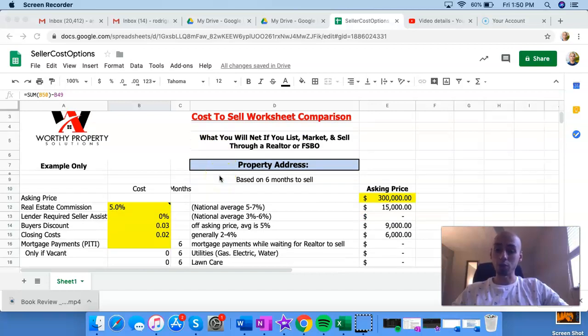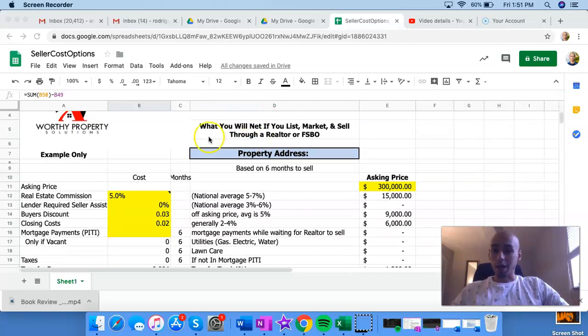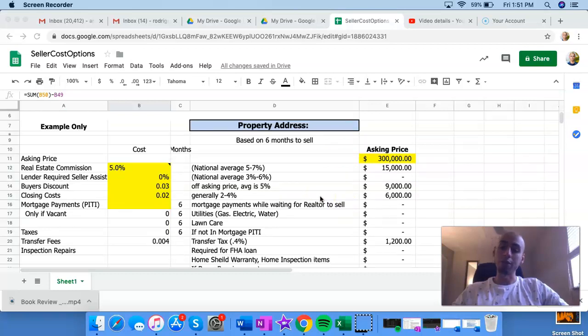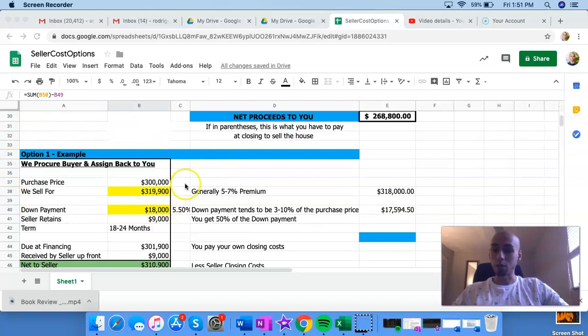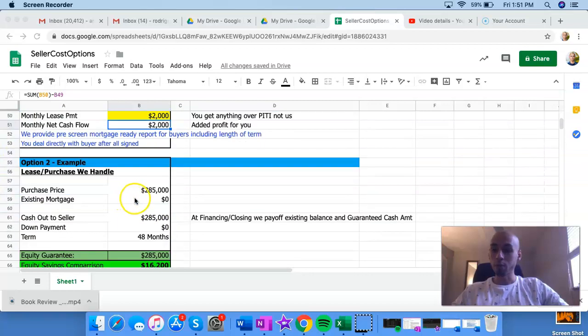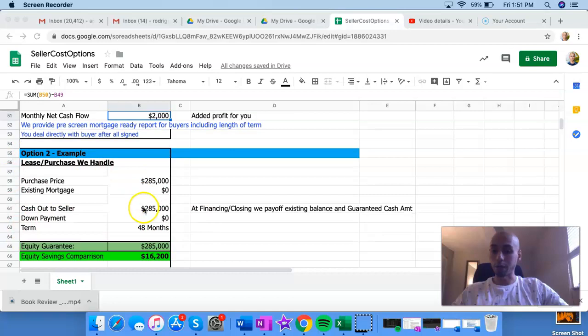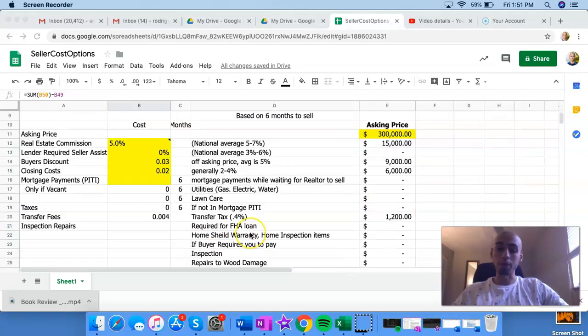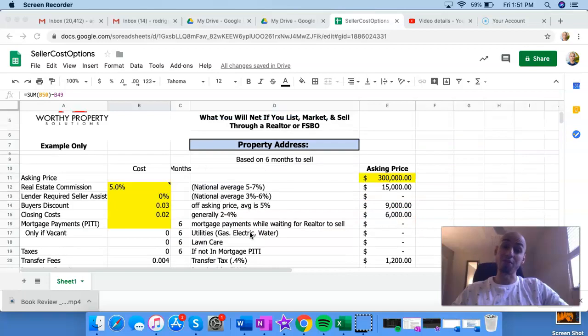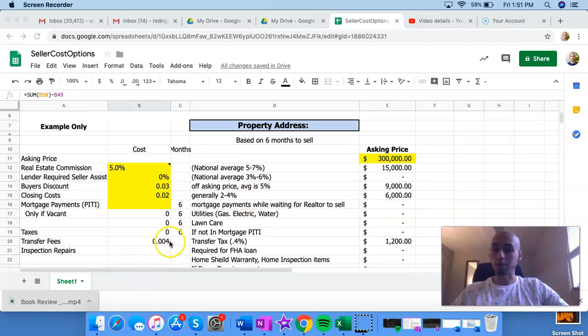So here's what I use. I use what's called a cost to sell worksheet, and on here I have an example if they were to list with a realtor versus if they were to take the wholesale and lease purchase offer, which is right here, or the sandwich stay-in option, which is right here. And I have the equity savings for each one. Here's how I present it. I also have a video that I send them via email, explaining how this works and the numbers. But I'm basically going to do that for you right here.